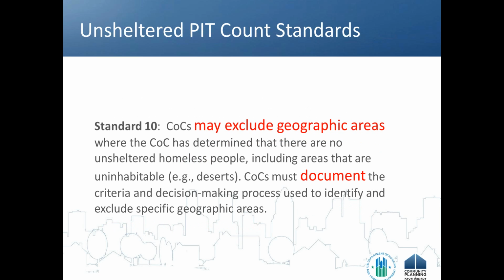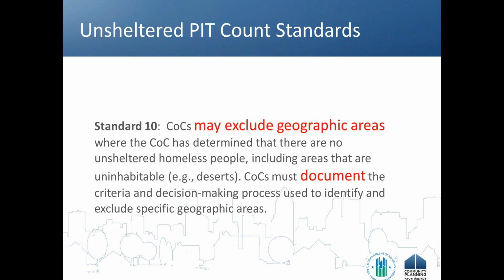All right, standard number 10 is a fun one, and this is relatively new. I don't think many COCs were following this guidance in the past, and I think many have asked for this kind of allowance. And in it, we state that COCs may exclude geographic areas where the COC has determined that there are no unsheltered homeless people, including areas that are uninhabitable, like deserts. COCs must document the criteria and decision-making process used to identify and exclude specific geographic areas.